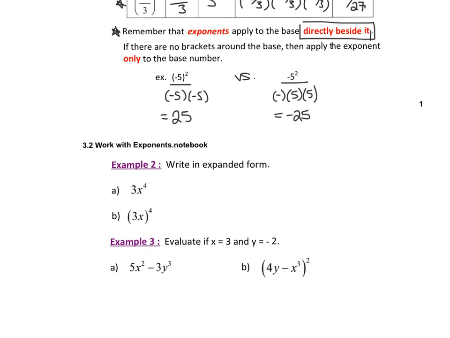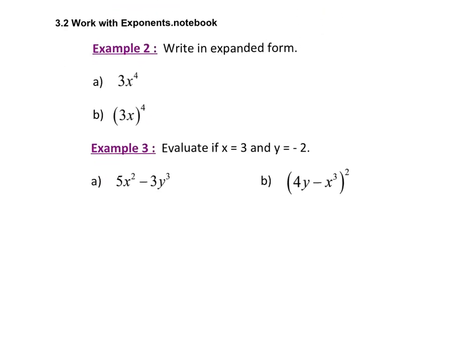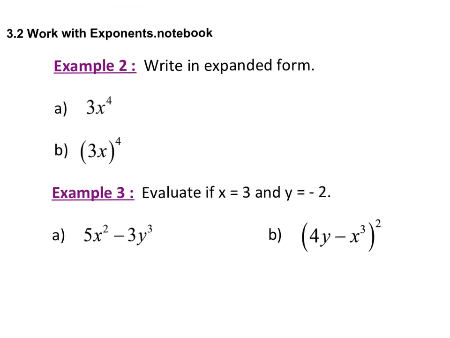So what we're going to do is now look at expanding form when we have a term, but we're going to look at it as separate variables in it, as the coefficient or the variable. So write in expanded form. What is the exponent of 4 applying to? The coefficient or the variable here? The variable. Excellent job. So our expanded form looks as 3 out in front, and then we have x repeated 4 times.